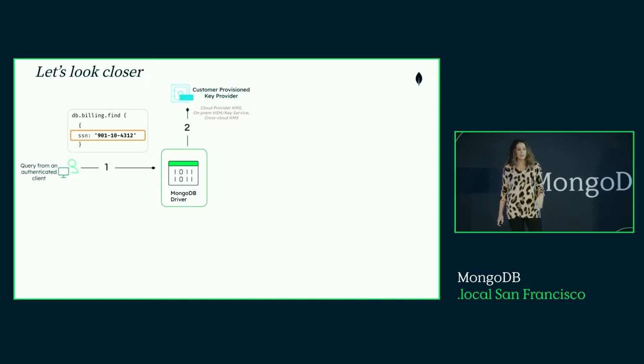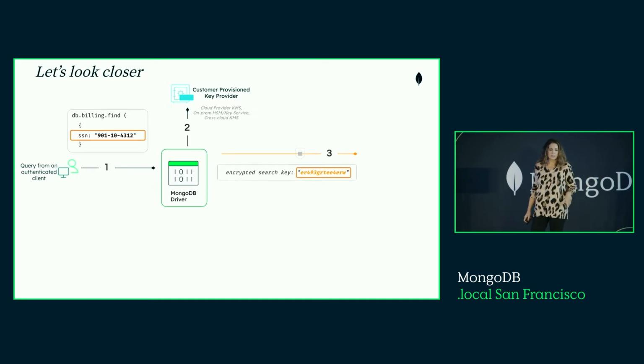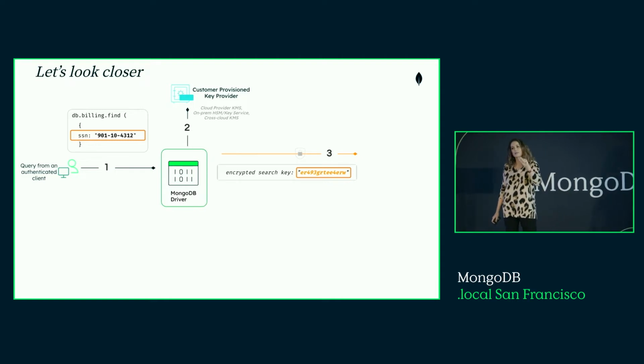So the MongoDB driver, again, sits within your application environment, and it will perform encryption and decryption. It sends that encrypted data over to the server along with what it calls an encrypted search key. It's not a key like an encryption key. It's more like a token, but not a token as people generally think of it. It is a piece of cryptographic information that tells the server which documents to retrieve.